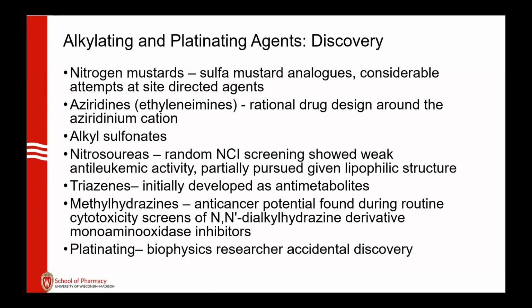There are 7 different subtypes of these drugs, and it's real ingenuity, with a lot of different mechanisms. Starting with the mustard gases, they moved towards rational drug design around a cation that was really good at letting go of electrons. Random screenings at the NCI, where they screened thousands of chemicals for anti-leukemia activity, turned up some that had it. Triazines were initially developed as antimetabolites. The methylhydrazines were actually used first in psychiatry, and they turned out to be cytotoxic. And then the Lawrence Livermore lab found the platinating agents, not the same lab, but the same facility as Oppenheimer and nuclear research.